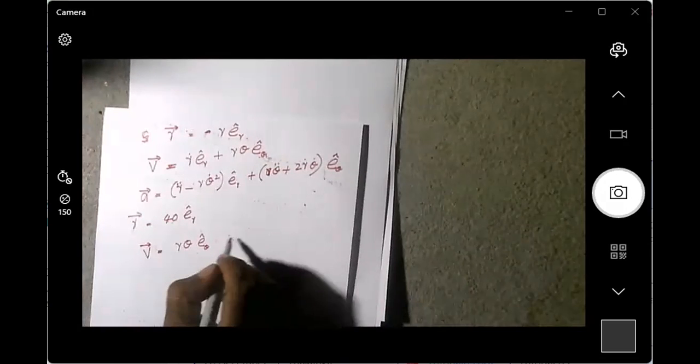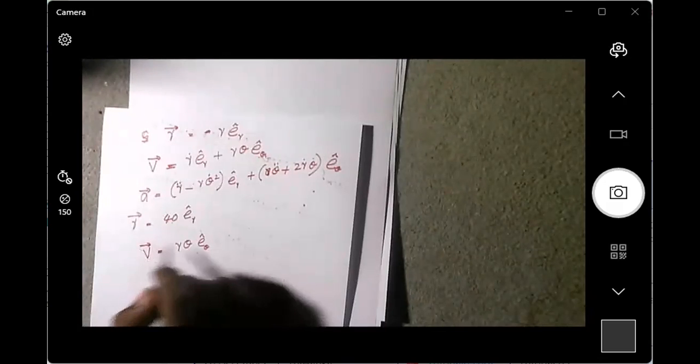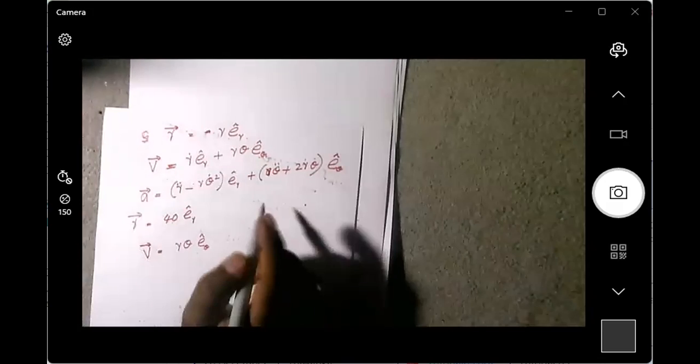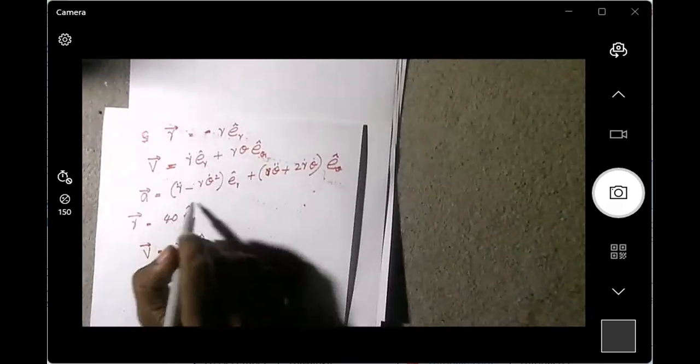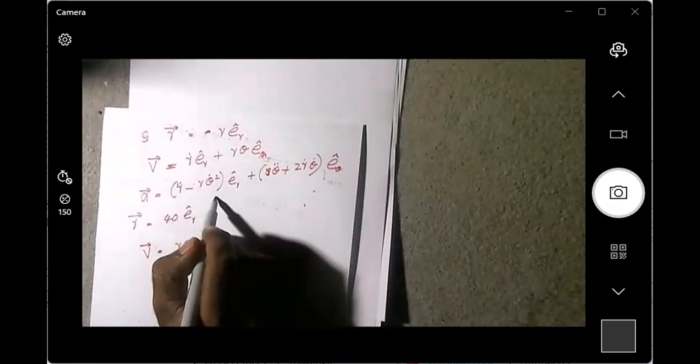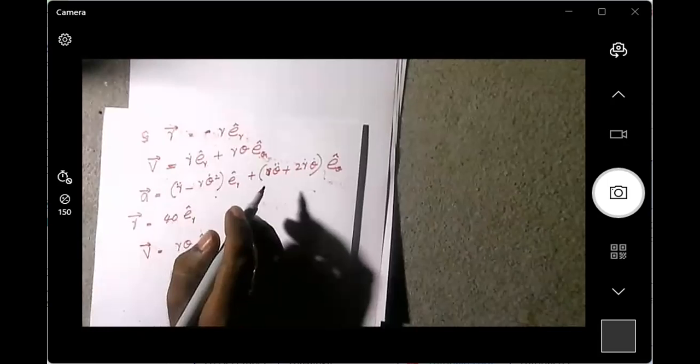So this is 0 and you have r theta dot in the e theta direction. r is given, and the magnitude of this one is given. From that you can find the angular rate. Once you have that, then we can use it in the next one to find the acceleration.